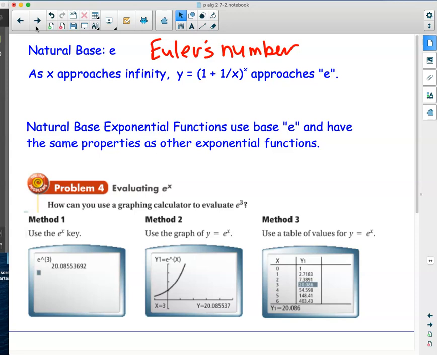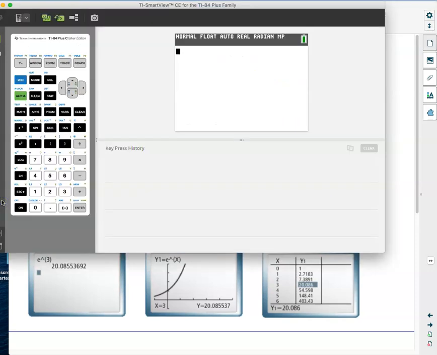And it is on our calculator. You kind of have to look for it because it's something that we don't use a whole lot. It's in the blue above division. So if we hit second and then division, E pops up. And if you hit enter, that's Euler's number right there. 2.718281828, etc.